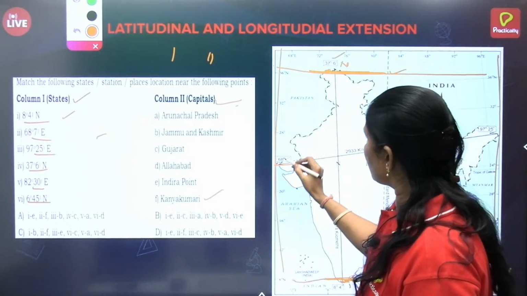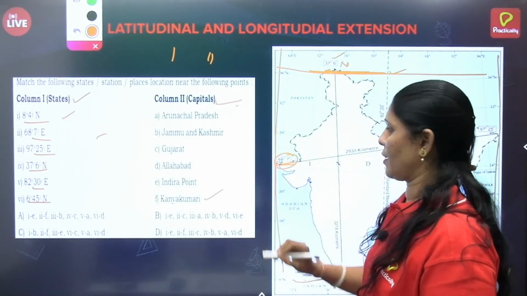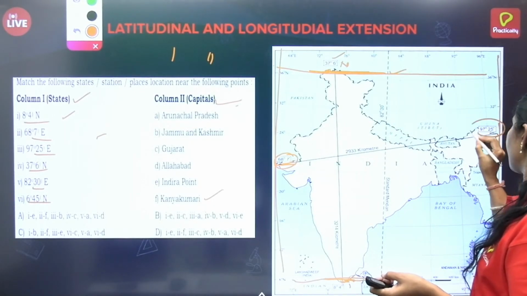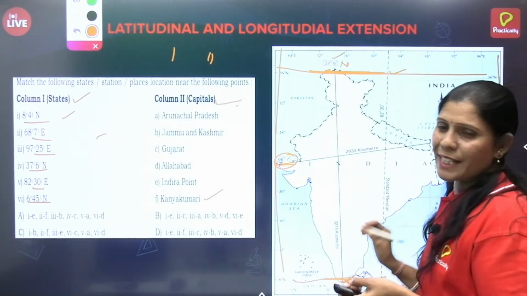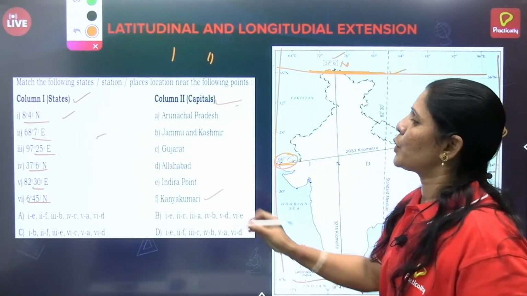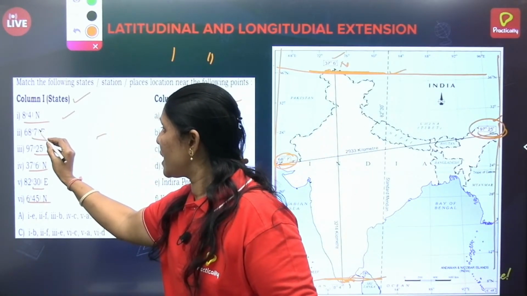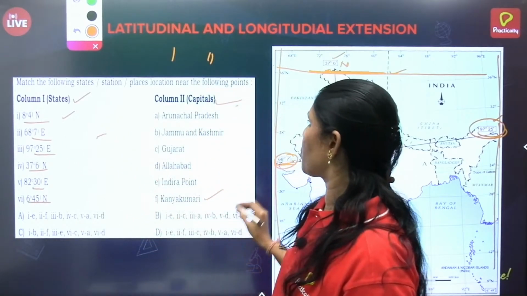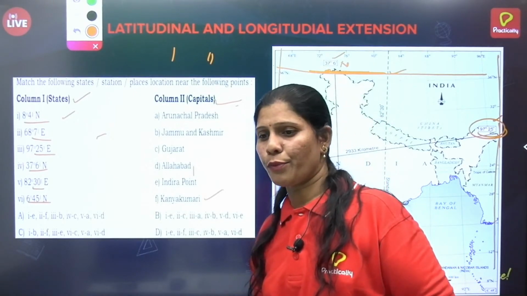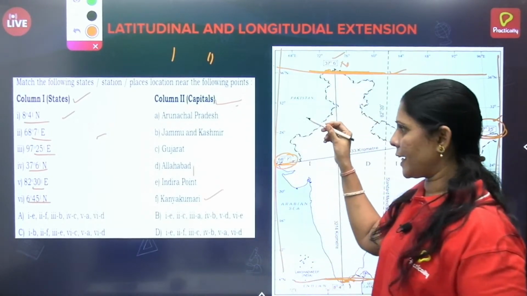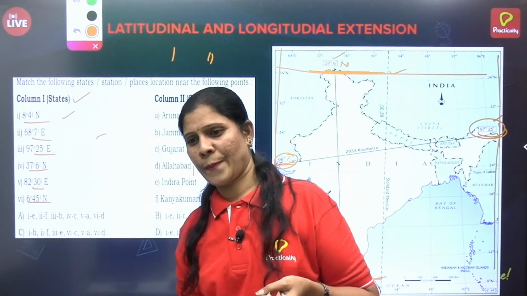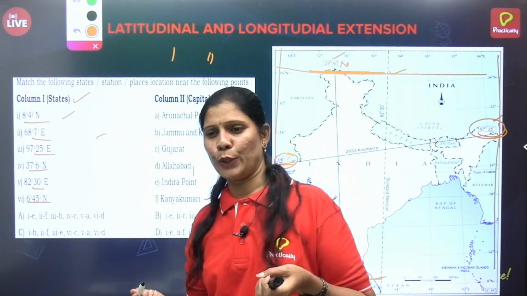So from 68 degrees 7 minutes longitude to this longitude, that is 97 degrees 25 minutes east longitude, you can see the India extension. So that is 68 degrees 7 minutes east longitude. It matches with which of these places? Can I get an answer from you all, students? Rajasthan? No.